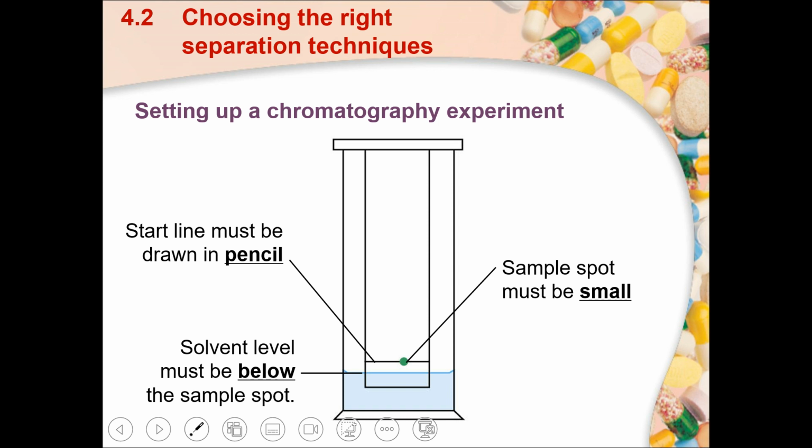The solvent level must also be below the sample spot, because if we dip the sample into the solvent, it is just going to dissolve entirely into here. Then once it dissolves into here, we no longer have a good chromatography experiment to do. It will just be all over the place and it will end up all over our chromatography paper.